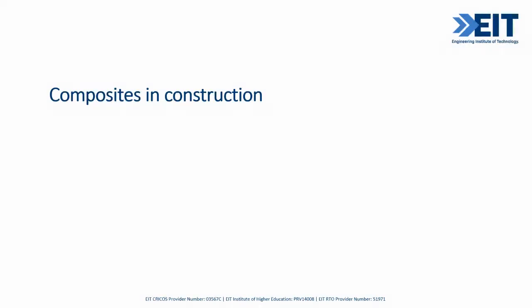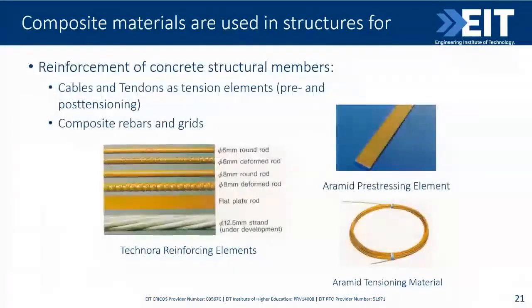So we're getting at this point into the composites in construction, so where it can be used. So composite materials are used in structures for, I classify this into 4 general groups. First, the composites can be used as a material for the production of reinforcement elements, and they are already used there. So it is the rebars for reinforced concrete.